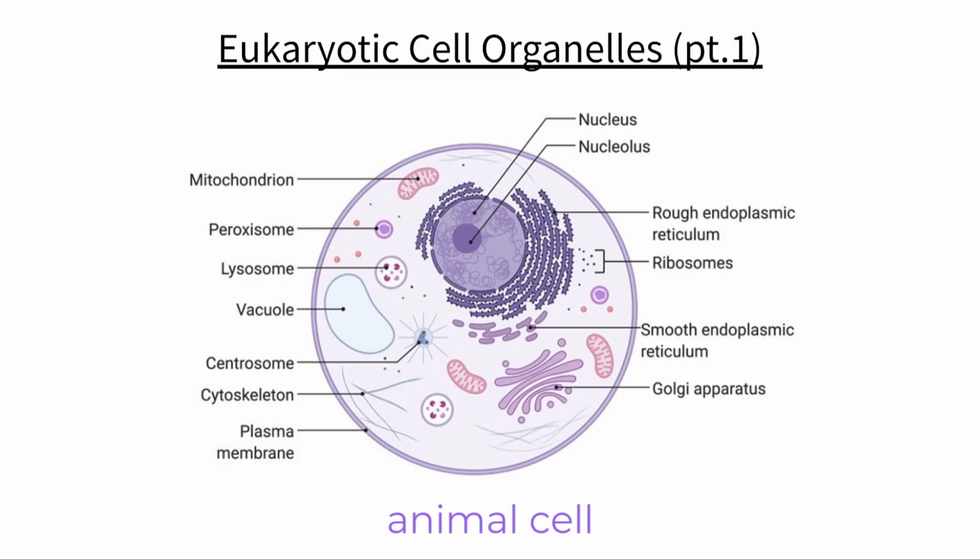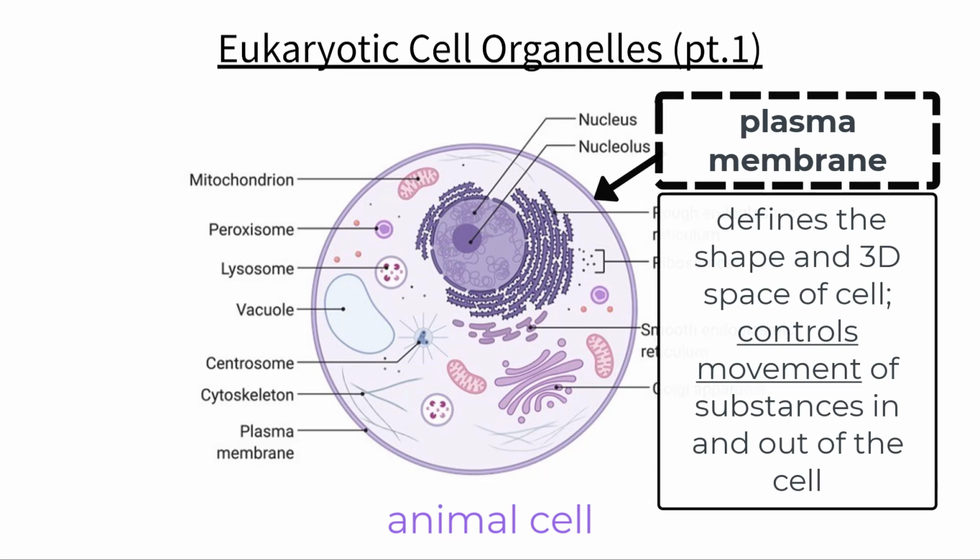To finish up this slide, let's talk about the cell membrane. This structure defines the shape and three-dimensional space of the cell. Its main role is to control the movement of substances that move in and out of the cell. We'll learn more details about the cell membrane in sections 1.3 and 1.4.